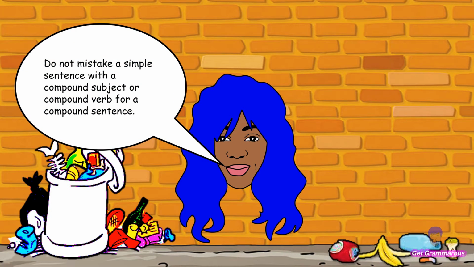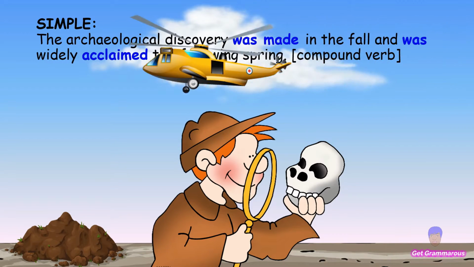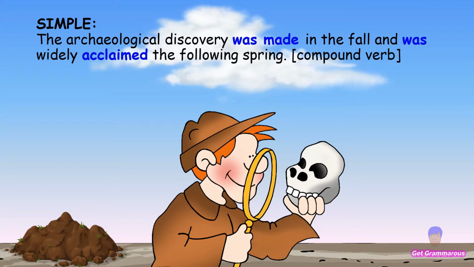Do not mistake a simple sentence with a compound subject or compound verb for a compound sentence. For example, simple sentence: The archaeological discovery was made in the fall and was widely acclaimed the following spring. The compound verb in this sentence is was made and was acclaimed.